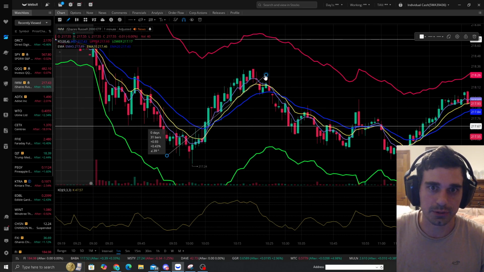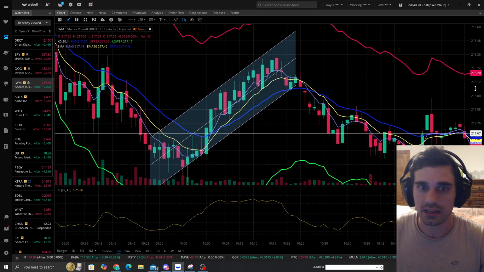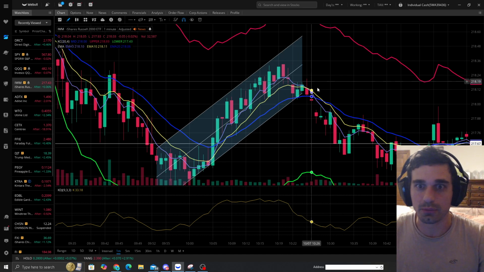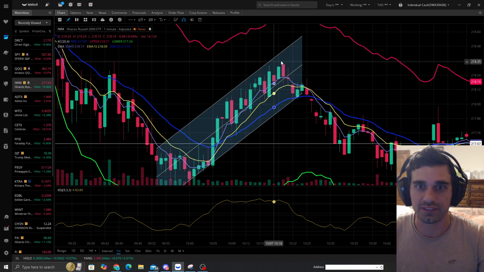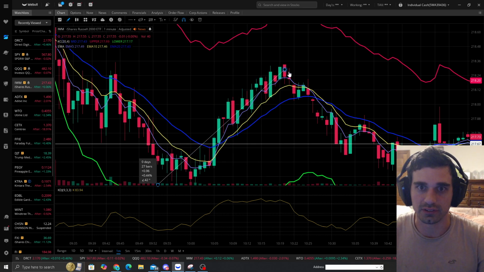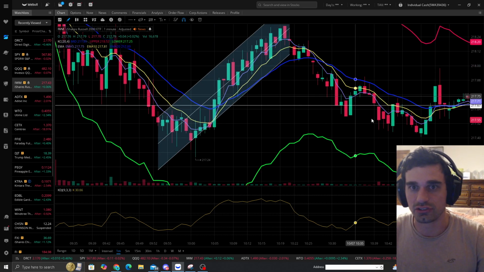So right in here, we were touching the EMA 20, and as you can see, this is the channel going up, and then we come breaking back down. As you can see, you get very close to here. You would see something like that. You wouldn't have all the data. But then you just come plummeting down.